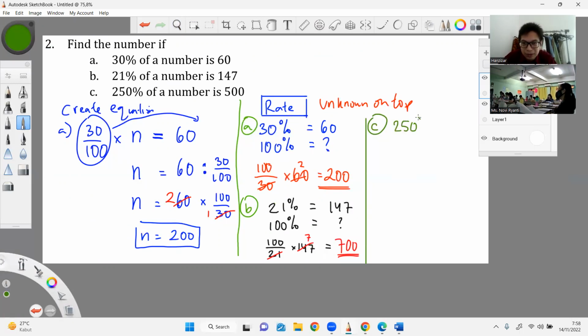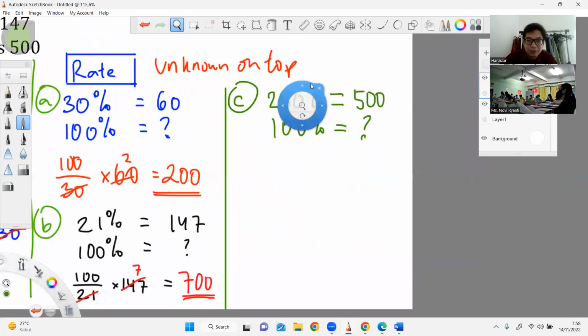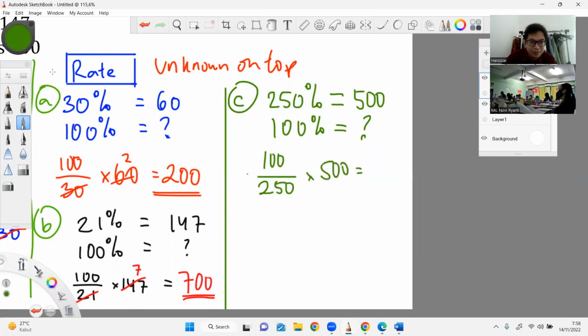So 250% of a number is 500. So what is the original, 100? Using the unknown on top, the unknown is 100. So 100 over 250 times 500, producing the same answer as A, right? 200 also. You can cross out 1, 2, 200, or you can cross like this also, no problem. But I think it is a waste of time because you have to think more. 250 and 500 is quite simple.